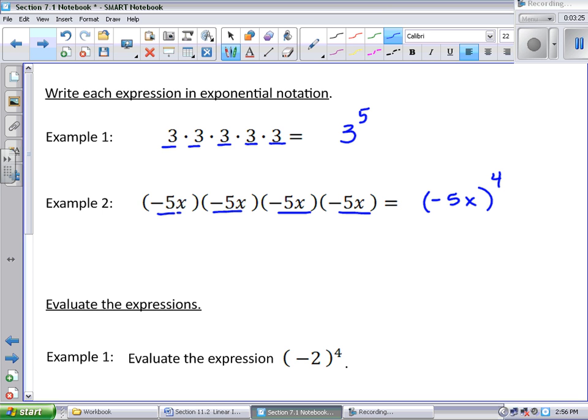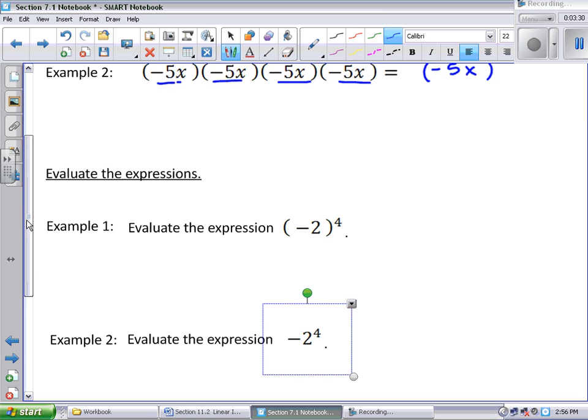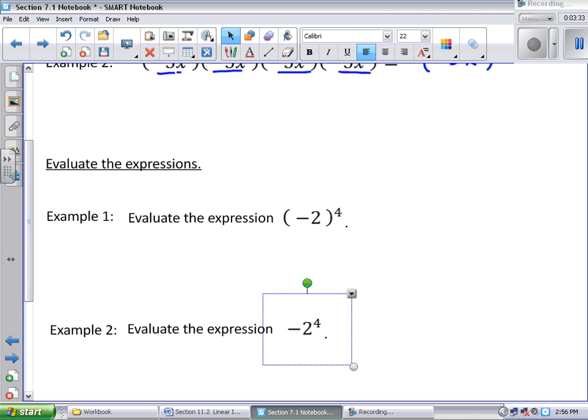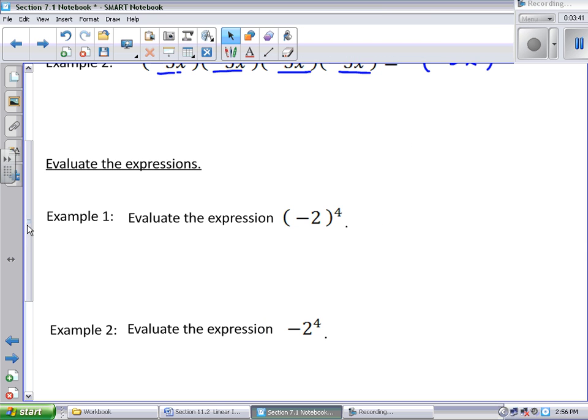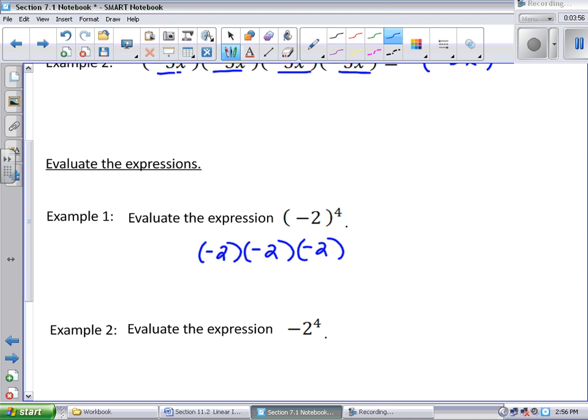The opposite of writing an exponential expression is to expand or to evaluate the expression, which is what we're going to do next. We're going to be evaluating the following expressions. Negative 2 to the fourth power, in parentheses. Everything inside the parentheses gets raised to the fourth power, which means we have to write everything in the parentheses 4 times. This is negative 2 times negative 2 times negative 2 times negative 2.